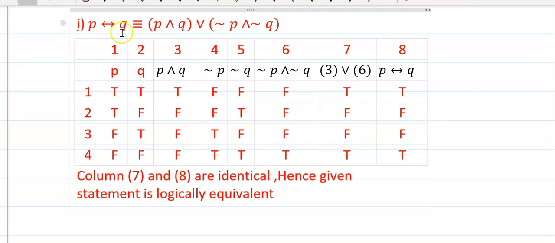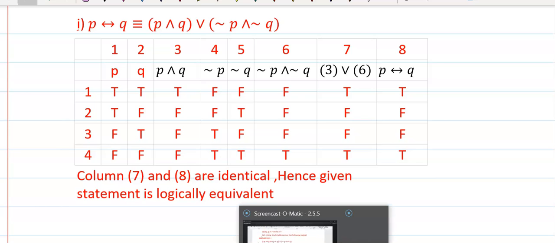That is, P double implication Q is equivalent to P and Q, or negation of P and negation of Q. First of all, we'll write P, Q, P and Q, negation of P, negation of Q, and between these two, and or between 3 and 6. This is the or between 3 and 6, and last is a double implication between first and second. And if you see this, column number 7 and column number 8 are identical, and hence the given statement is logically equivalent.